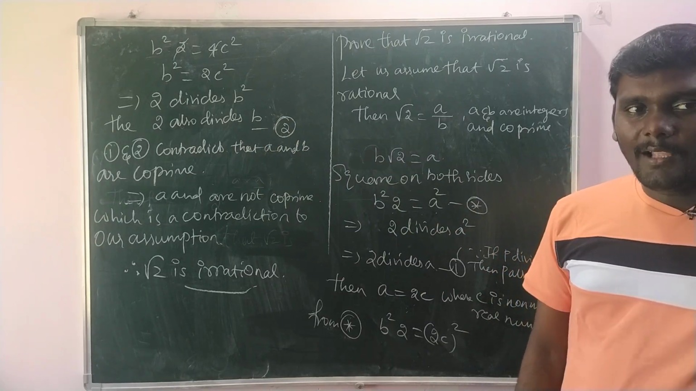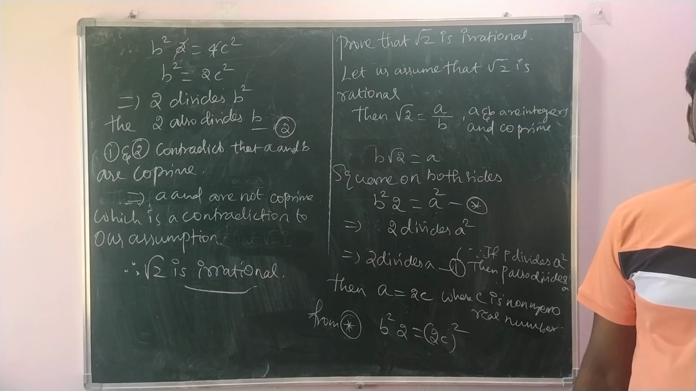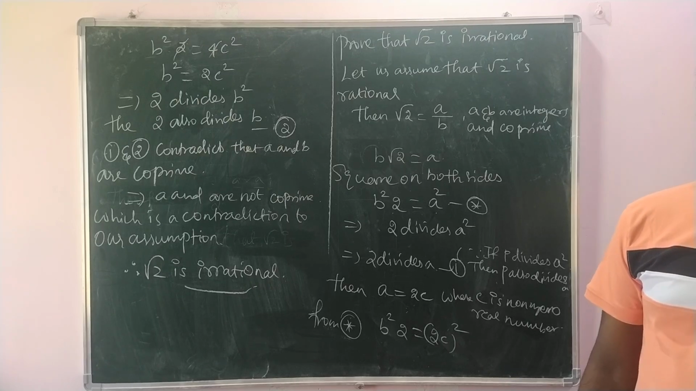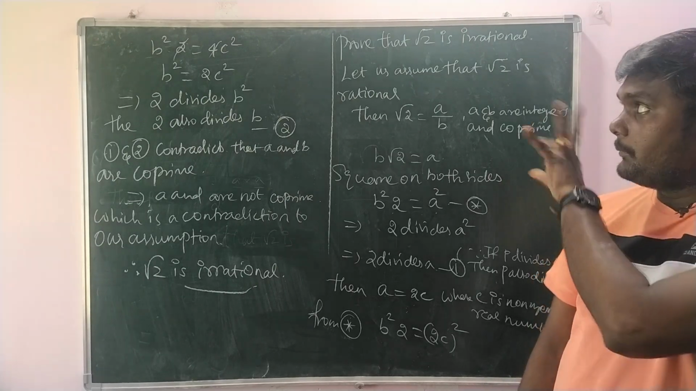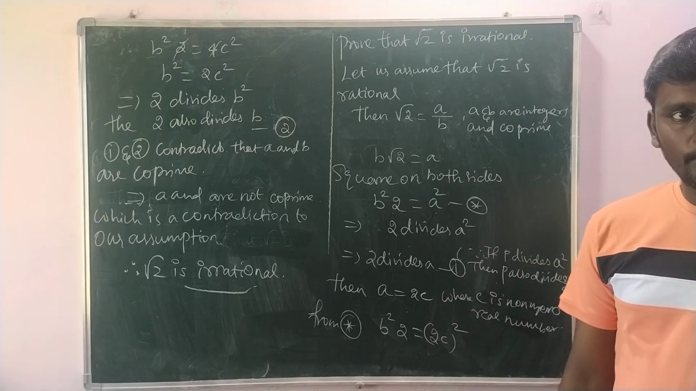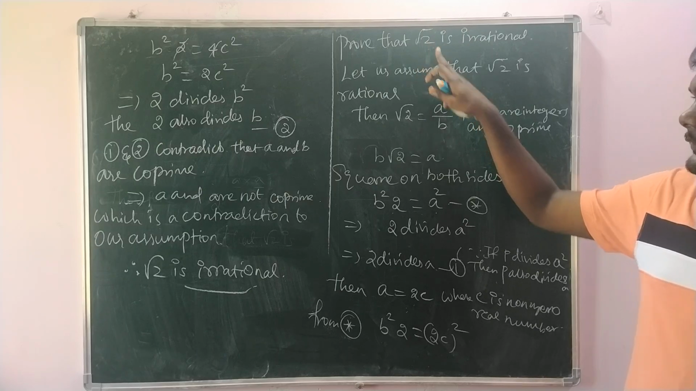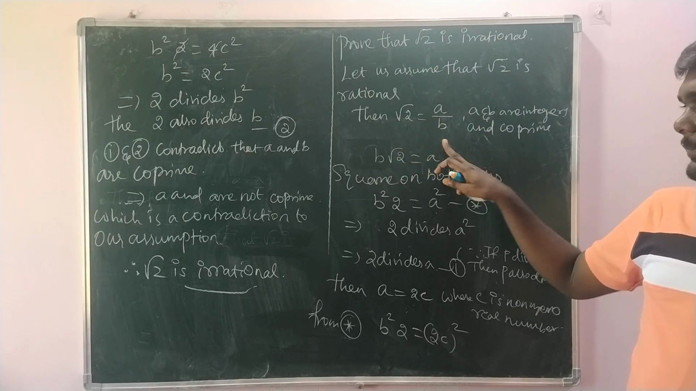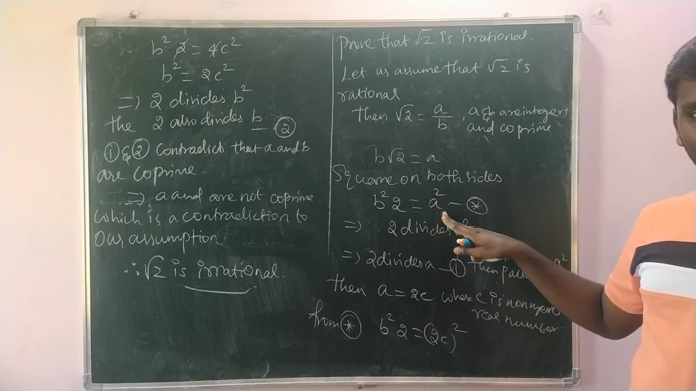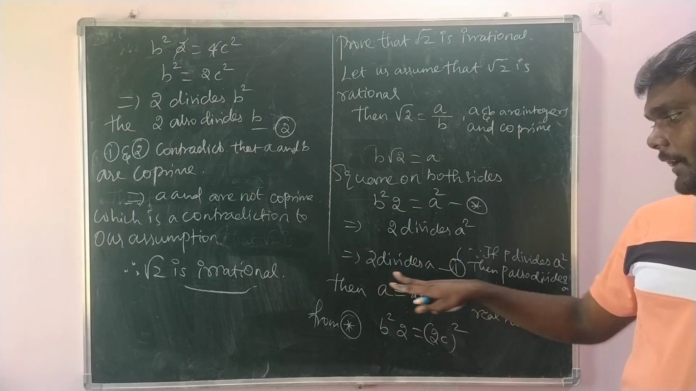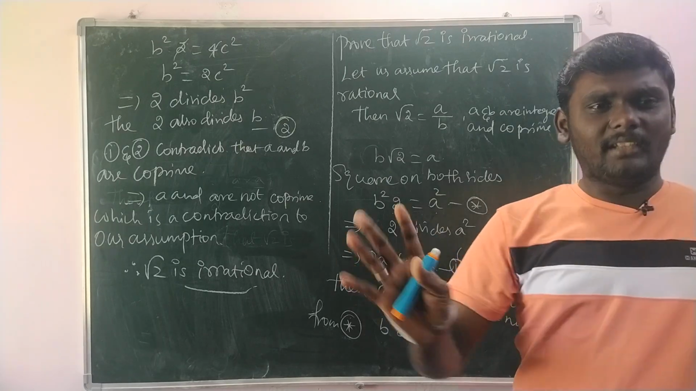Same way, can you guess how to prove root 3 is irrational? Root 3 is irrational. How can we prove this? Same way. Instead of root 2, 3. Here, root 3 is equal to A by B. B into root 3 is equal to A. B square into 3 is equal to A square. 3 divides A square. 3 divides A. A is equal to 3C. Wherever 2 is there, you replace 3. That's all.